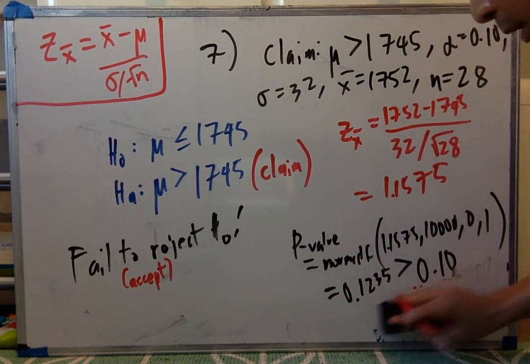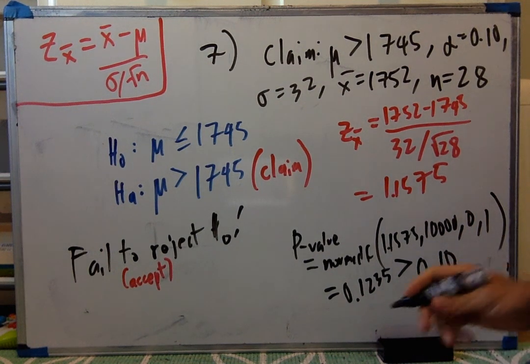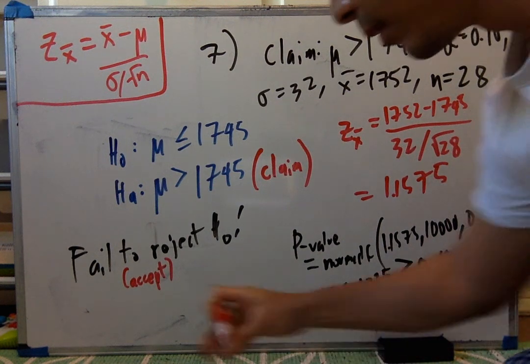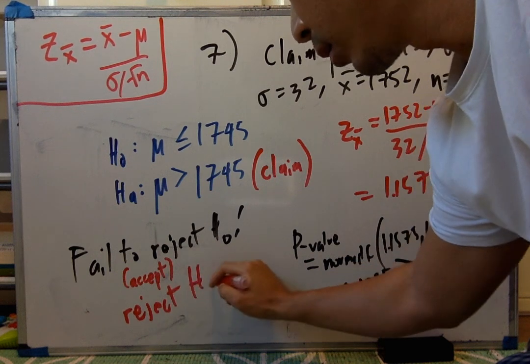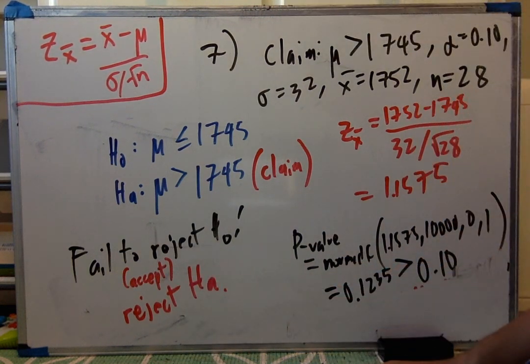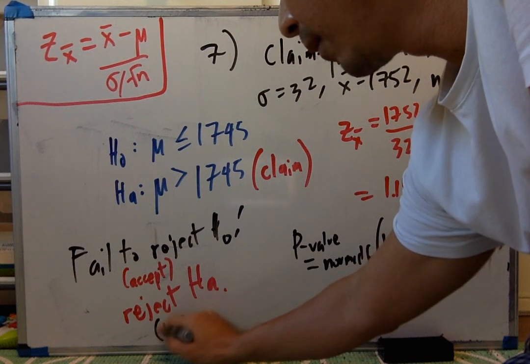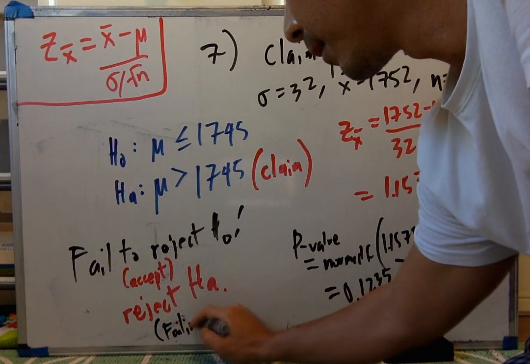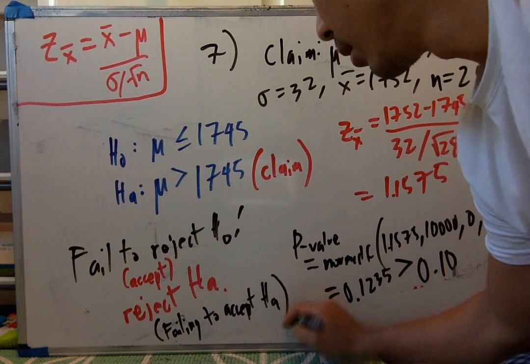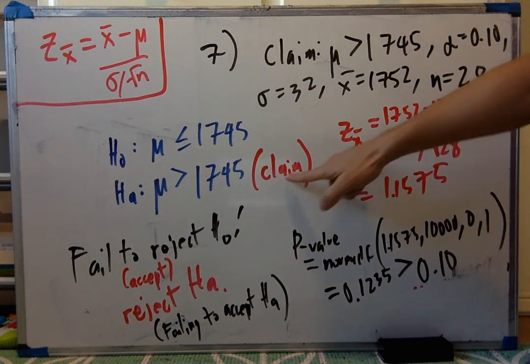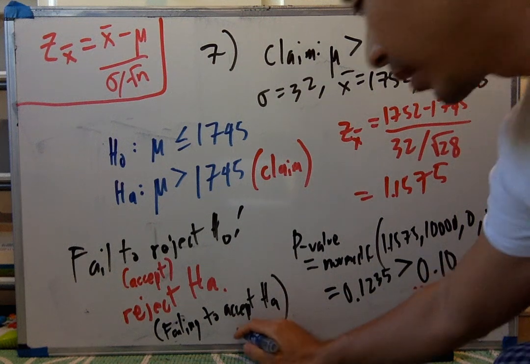And what does that mean for the alternative? Remember, the alternative is the complement. So that means we should essentially reject the alternative HA. But more technically speaking, we are failing to accept HA. Now, which one was the claim? The claim was HA. So we're failing to accept the claim. That means we don't accept the claim.